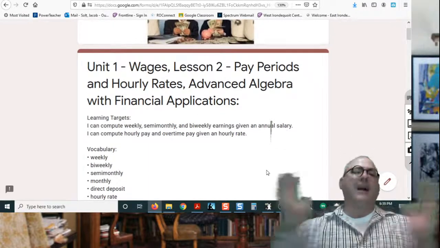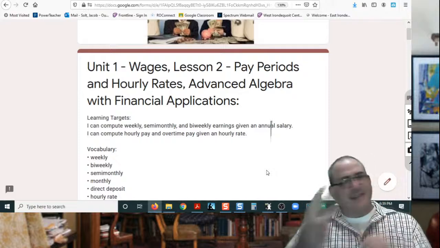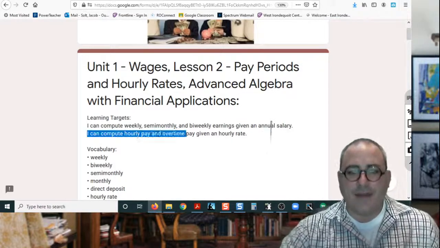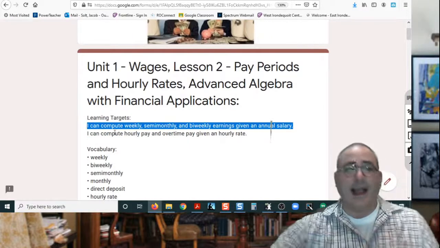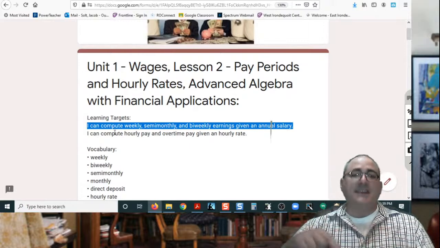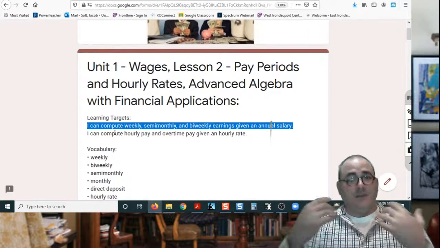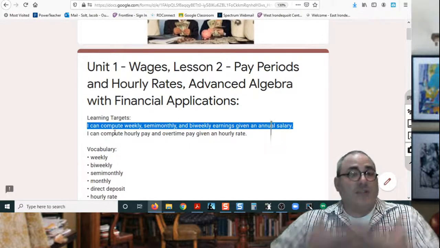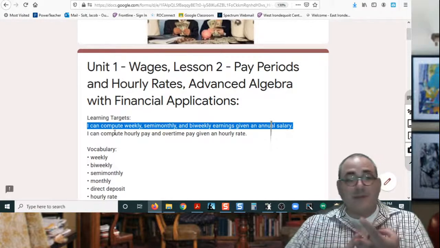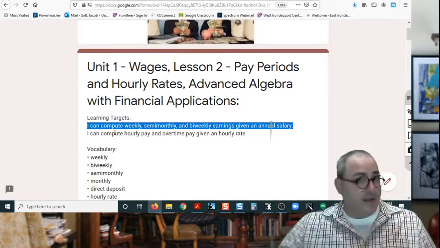All right. So on to those learning targets. This is lesson 2. Learning target number 1 is by the end of this, you should be able to say, I can compute weekly, semi-monthly, and biweekly earnings given an annual salary. Which means if you're given an annual salary, then you can figure out what the weekly pay would be, semi-monthly pay would be, and the biweekly pay would be. All right, fair enough.